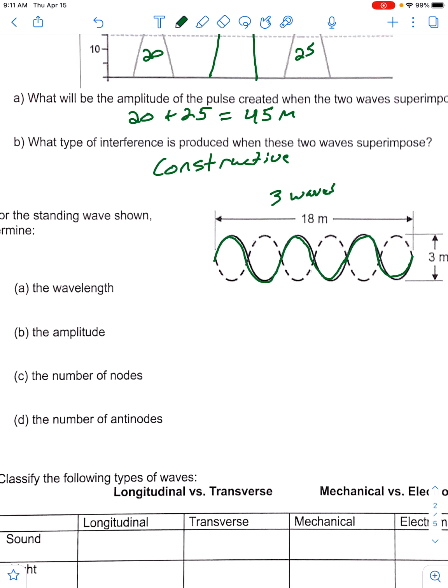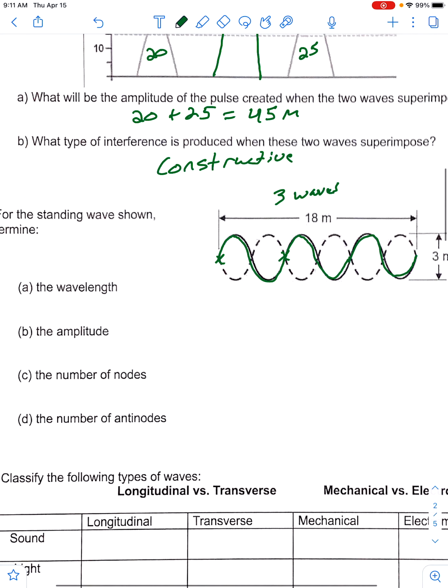Okay, so remember, for a wavelength you have to start and stop in the exact same place. So I started here and I ended here. So there's one wave right there. Okay, so if I want to find the wavelength and I know my total distance is 18 meters, just take 18 divided by 3. That means my wavelength is going to be 6 meters.